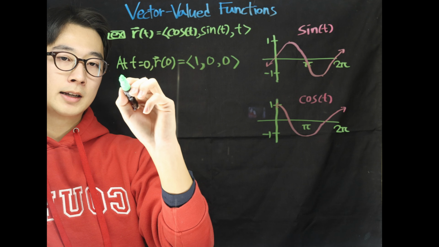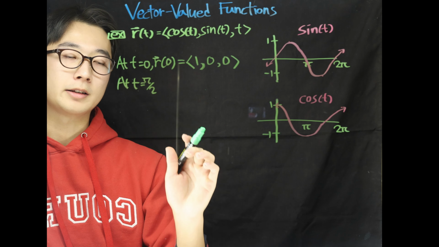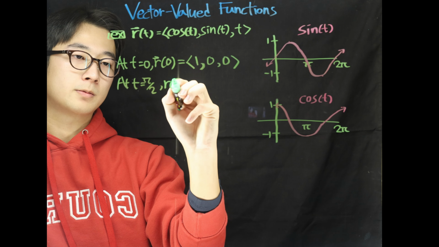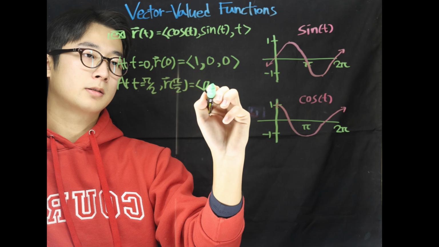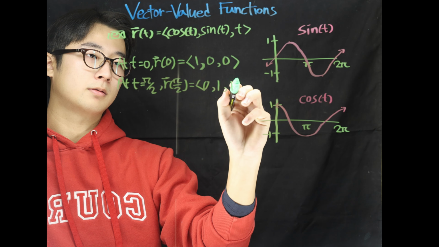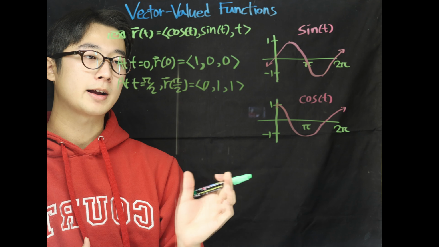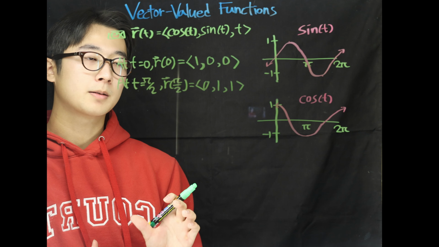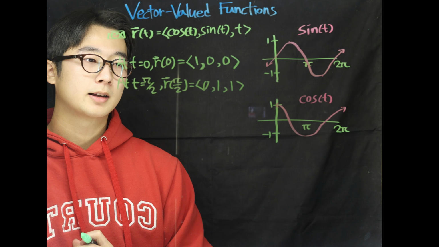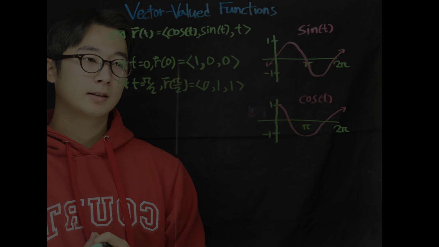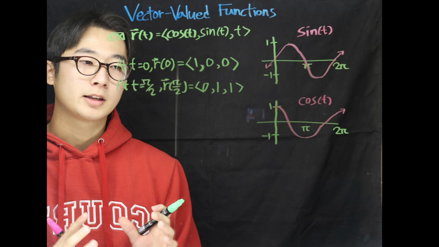And let's see one more. At t equals pi over 2, or 90 degrees, r of pi over 2 is equal to 0, 1, pi over 2. So as x and y move in a circle, the z component increases steadily. In other words, it traces a helix. Now let's see how it looks geometrically.